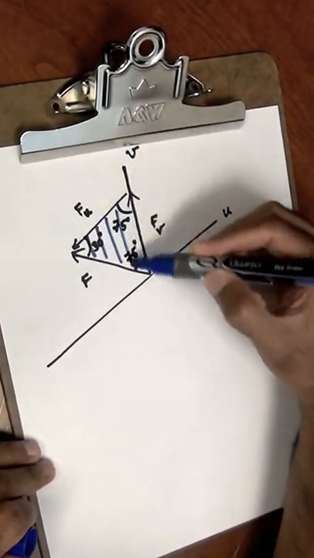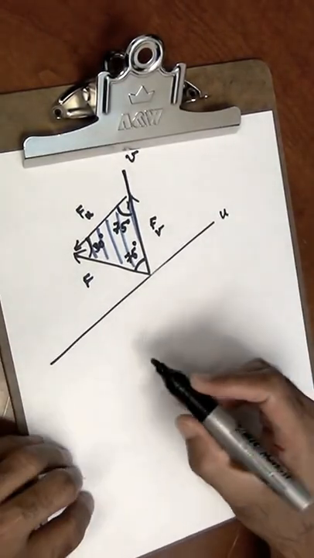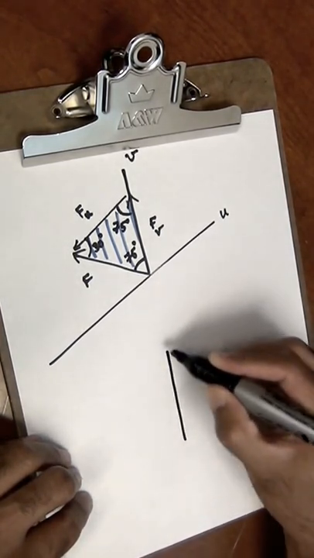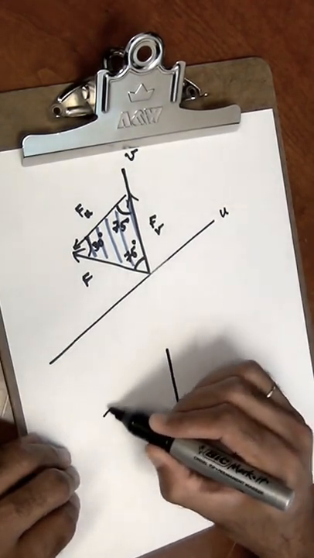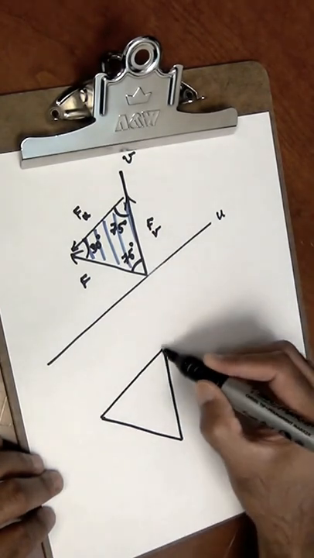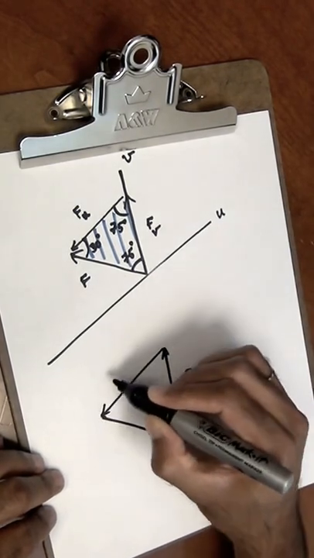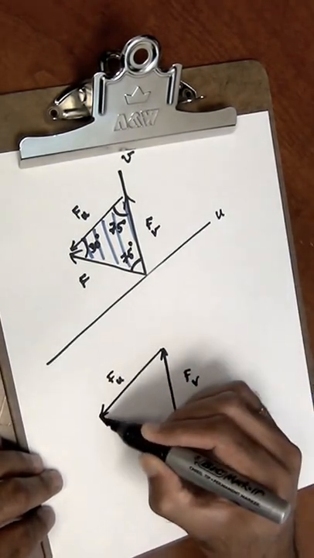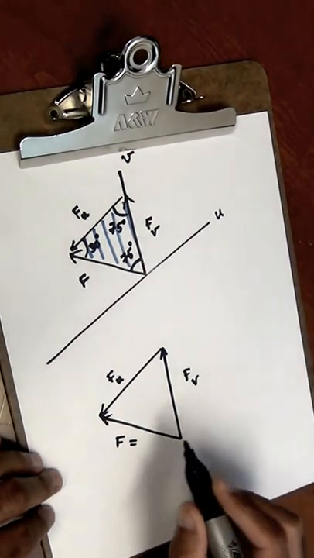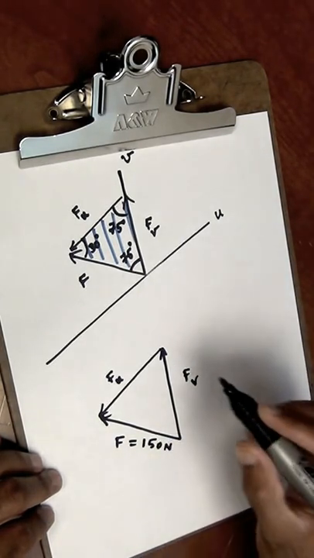So take a look at this triangle here and redraw just that particular triangle. I'll draw it in a slightly bigger sense here. So I have this here, then I have that, and then I have the vector F itself. This is F suffix v, this was F suffix u, and this was F, and F was equal to 150 newtons in magnitude, as you might recall from the original problem statement.